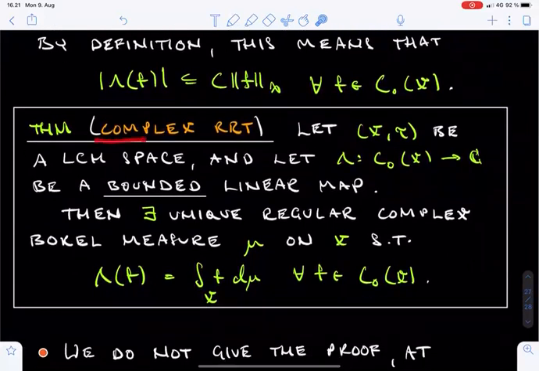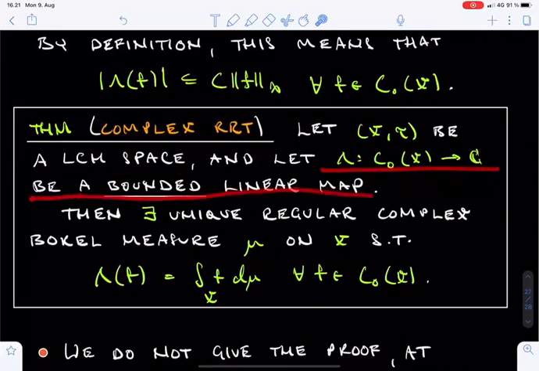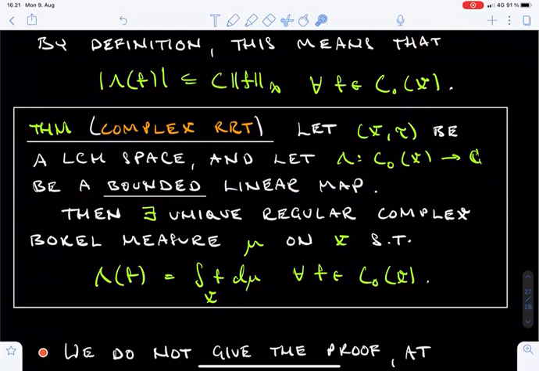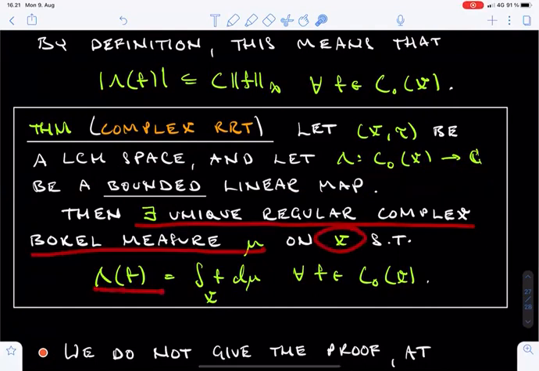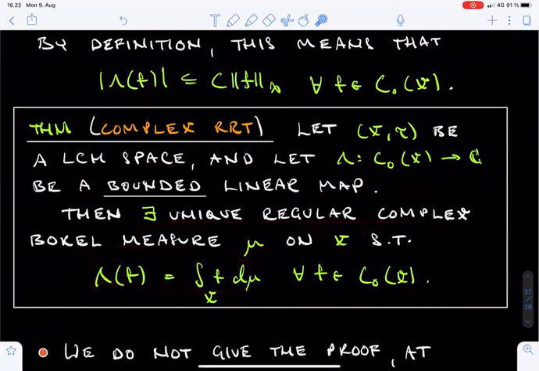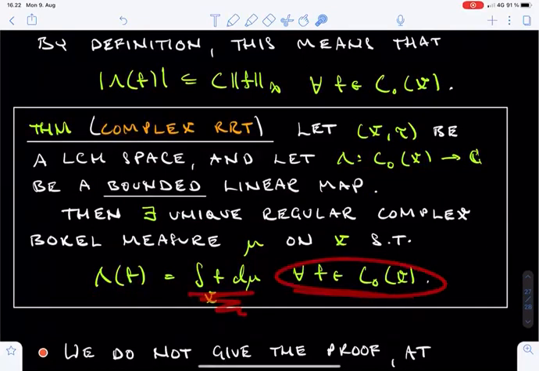Here comes the statement of the complex Riesz representation theorem. Let (X, tau) be a locally compact Hausdorff space, as usual, and let lambda be a bounded linear map between C0 of X and the complex numbers. Now you can already see that the assumption of positivity has been traded for the assumption of boundedness. And of course the function space is also a bit different. Under these assumptions, the conclusion reads that there exists a unique, regular, complex Borel measure mu on the space X, which represents the functional lambda in the usual way. The value of lambda at f equals the mu integral of f over X for all f in C0 of X.